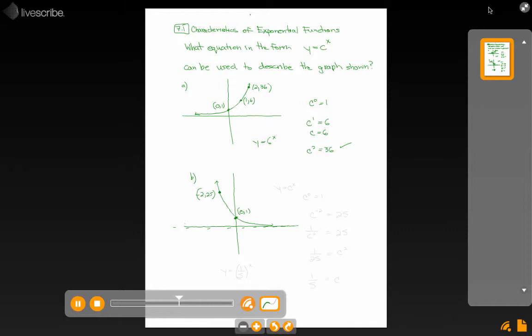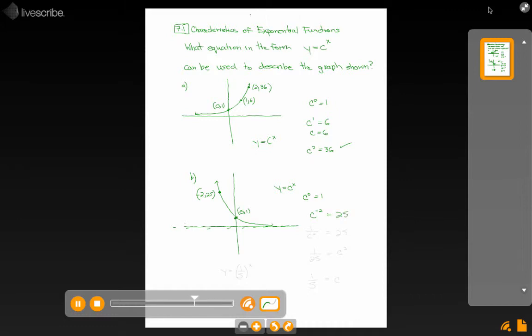But you have (0, 1), which again, we know that if this is in the form y equals c to the x, that c to the 0 should equal 1. Well, that's true no matter what c is. So it doesn't help me solve for the value of c. But this other point does. c to the negative 2 has to equal 25.